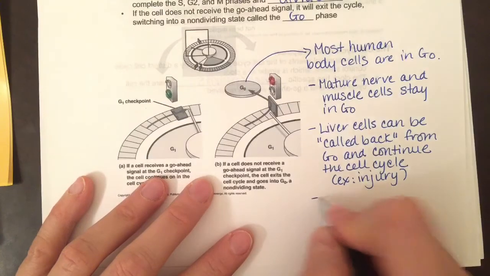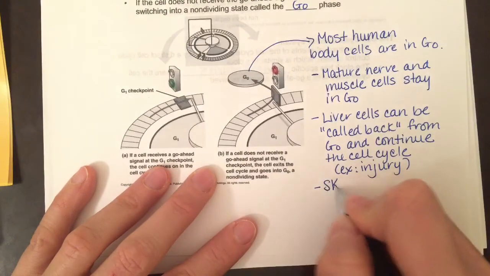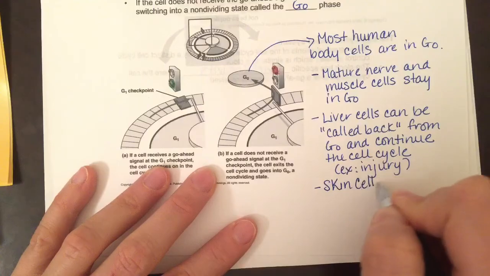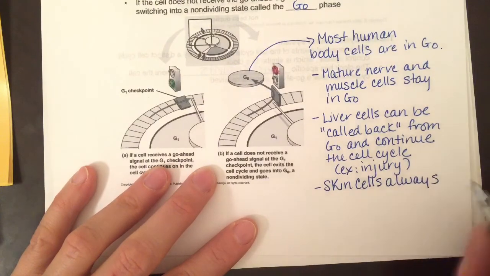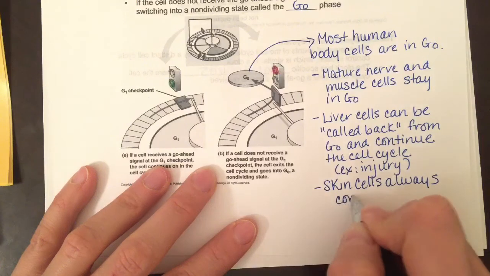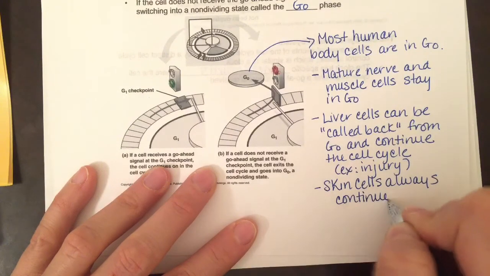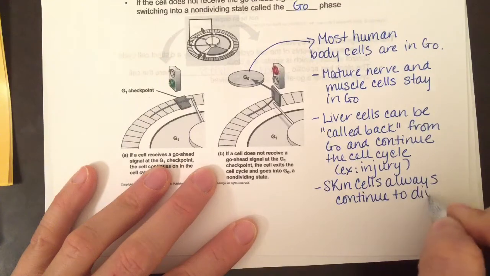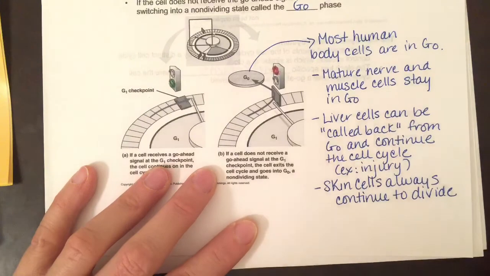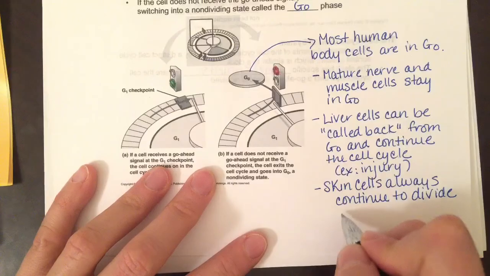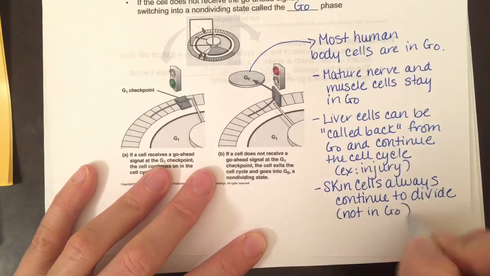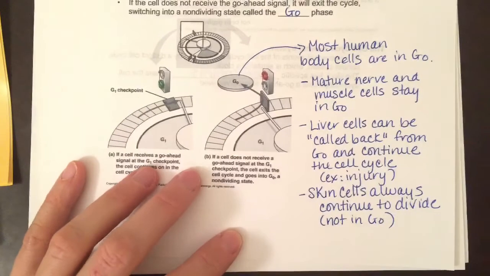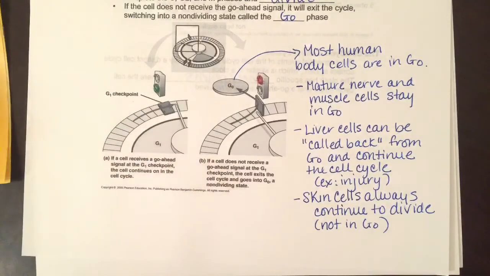And then there are some cells, like skin cells. Skin cells always continue to divide. We are constantly sloughing off our skin cells. They're all in the air around us. So these guys are not in the G0 phase. So that gives you three different examples of some different types of cells in the body.